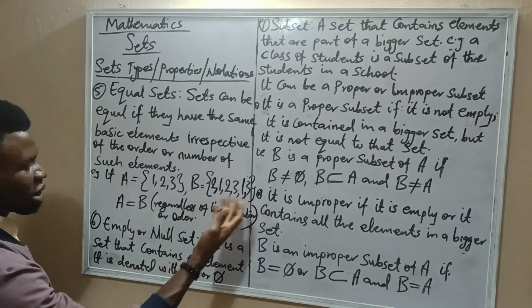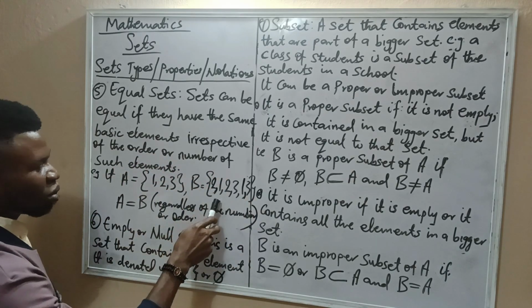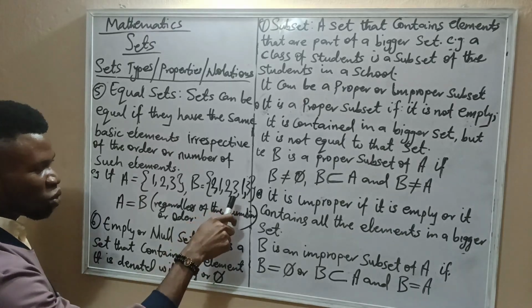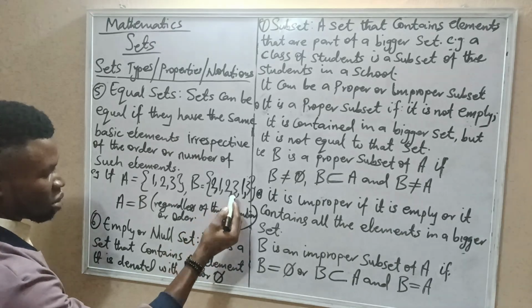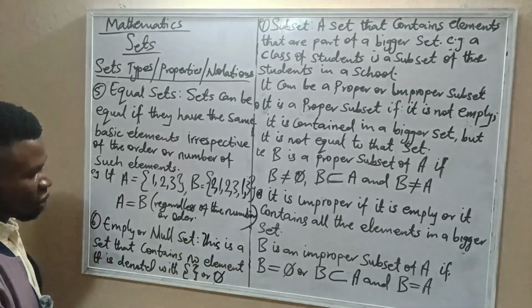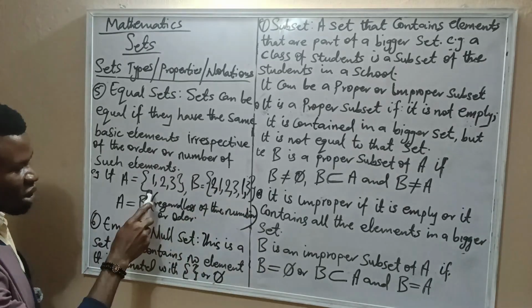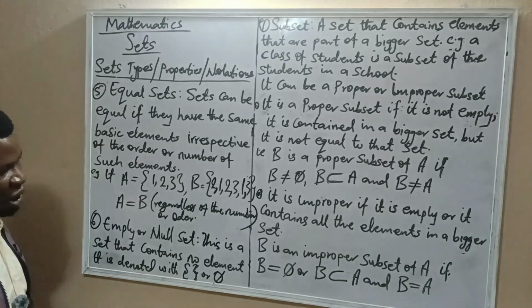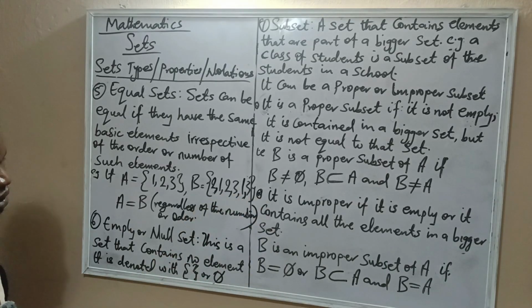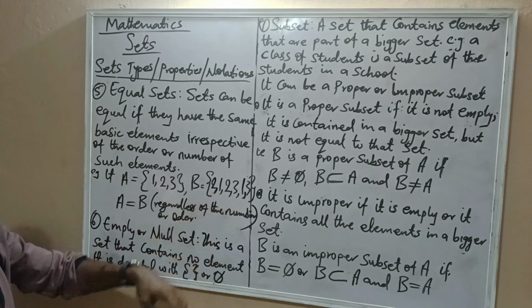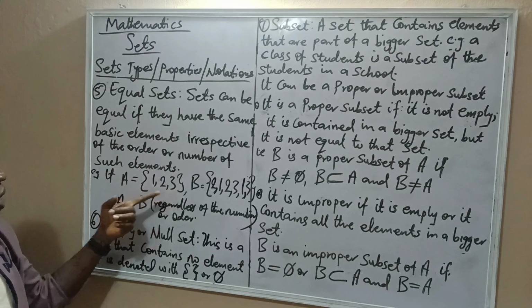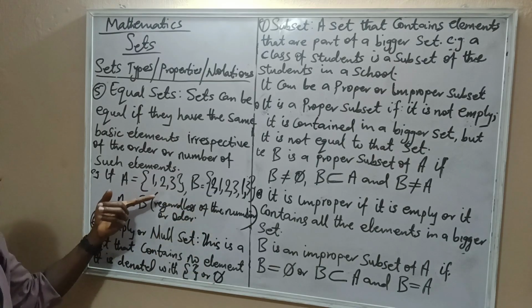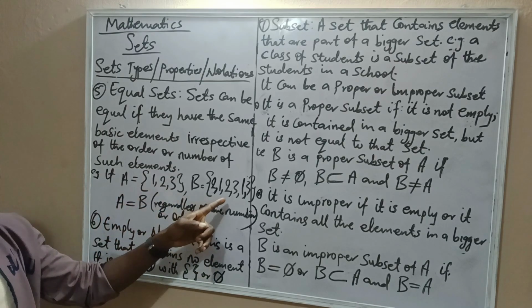If you look at all these things, you notice that elements that are here are just 1, 2, and 3, but most of them are repeated, and they are placed in different orders. But this one is placed in ascending order, 1, 2, 3. But this one is placed in a different order altogether, and it contains two of such elements. So A is still equal to B because it's the same elements that are here that are here.